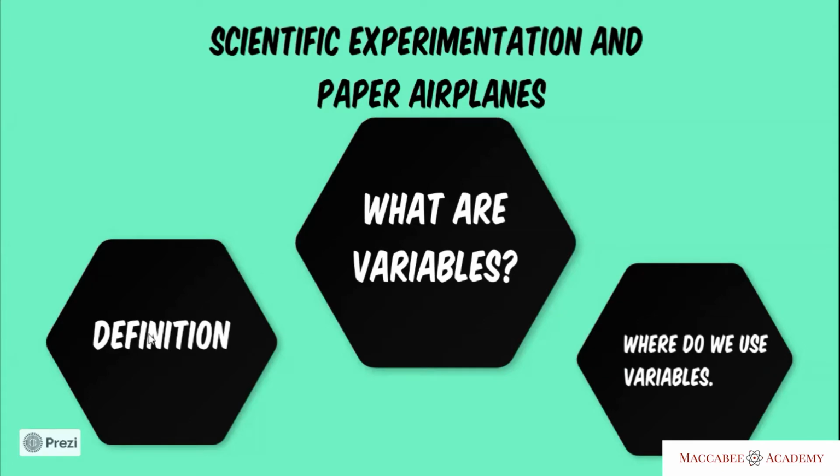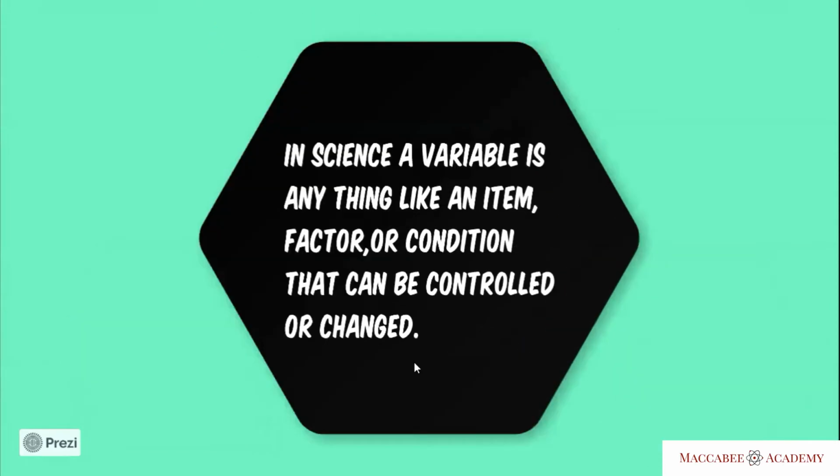So in science, our definition, the variable is anything like an item, factor, or condition that can be controlled or changed. So there's anything that we do in our experimentation that we change, something we may adjust, or something we keep the same. So each of those has something different.